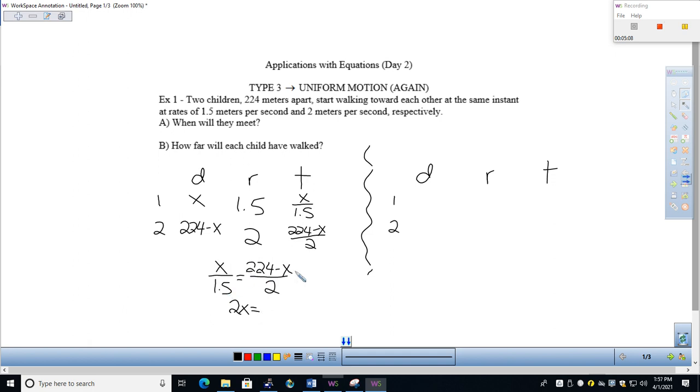1.5 times the 224 minus x. 1.5 times the 224 will give us 336. And then minus 1.5x. Add that 1.5x over, everybody, and we get 3.5x equals 336. And lastly, divide by the 3.5, and I get a value of 96. Now I'm going to hold off on that for the moment and just say, okay, great, x equals 96.